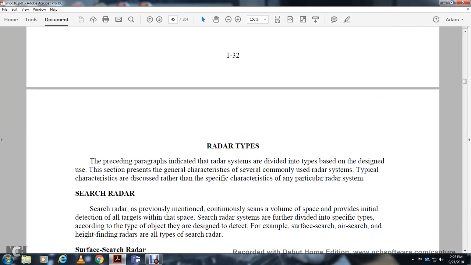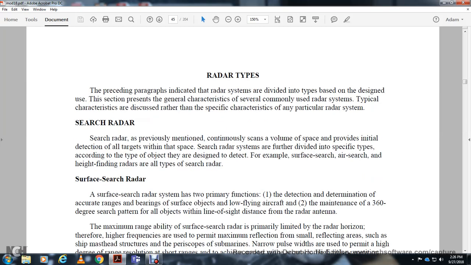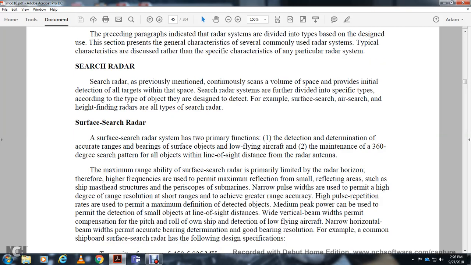Radar types. The preceding paragraphs divided radar systems into types based on their design. This section generally characterizes the several common uses of radar systems, typical characteristics of the radar, and special characteristics of particular radar systems. Search radars, as previously mentioned, continuously scan a volume of space to provide initial detection of all targets within it. Search radar systems are further divided into specific types, for example surface search, air search, or height finding radars, all types of search radar.